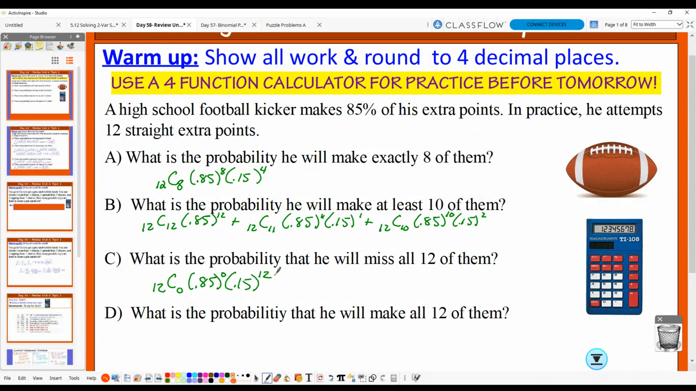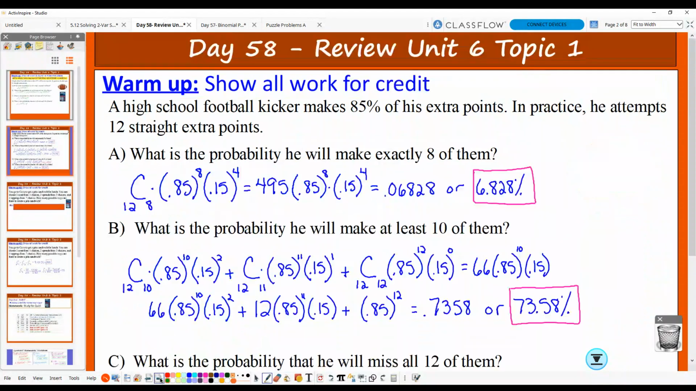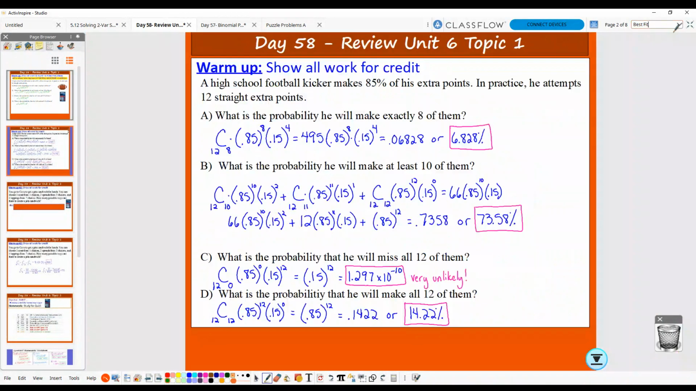And what is the probability that he makes all 12? 85% chance for each one. And it comes out to this. Remember that on next week's quiz, Monday and Tuesday's afternoon quizzes, you will need to do this by hand on a calculator. So doing 0.85 times 0.85 times 0.85, 8 times is kind of a pain.